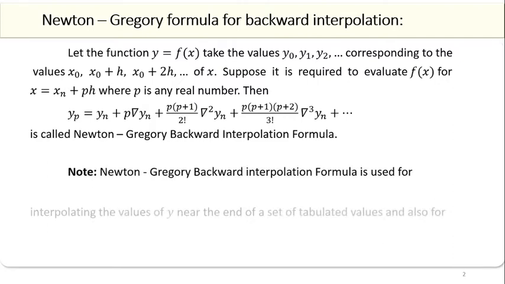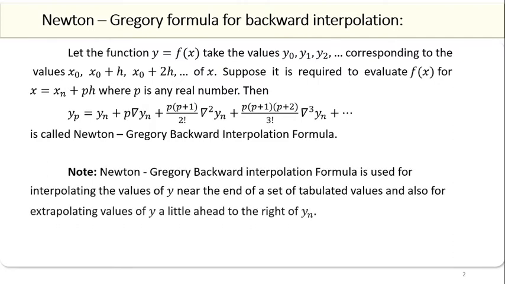The Newton-Gregory backward interpolation formula is used for interpolating the values of y near the end of a set of tabulated values, and also for extrapolating the values of y a little ahead to the right of yn. That is, we use it for interpolating the values of y near the value yn.